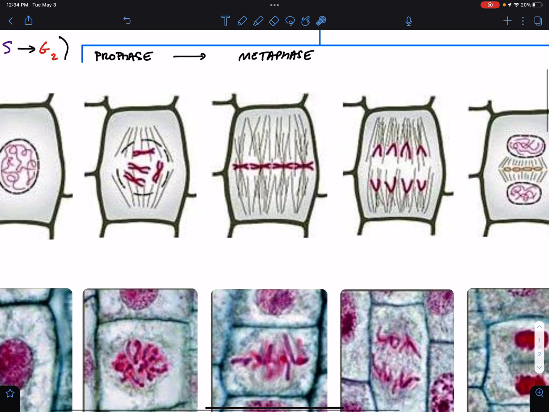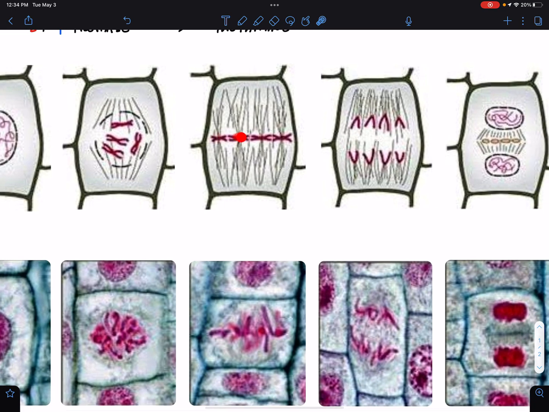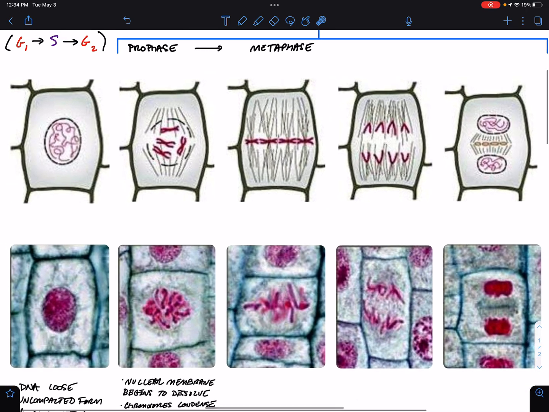So, in metaphase, the chromosomes line up across this invisible equator of the cell called the metaphase plate. And like I just said before, these two arms of this one chromosome are genetic clones of one another. They were duplicated during S phase of interphase.